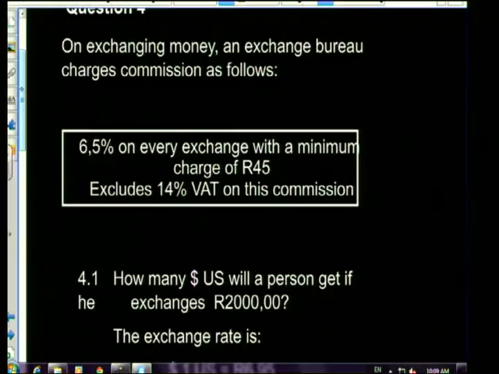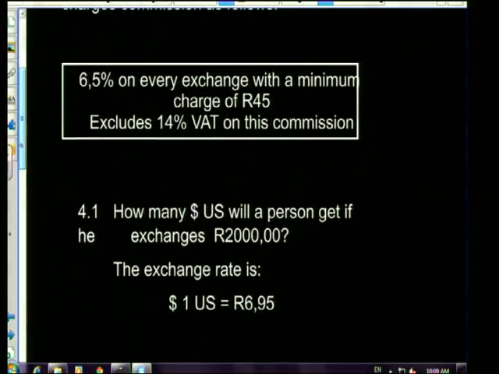Here it is. On exchanging money, an exchange bureau charges commission as follows. They charge 6.5% on every exchange with a minimum charge of 45 Rand. This charge excludes 14% VAT on this commission. How many US dollars will a person get if he exchanges 2,000 Rand? Okay, and we're told that the exchange rate is 6 Rand 95 to the dollar.